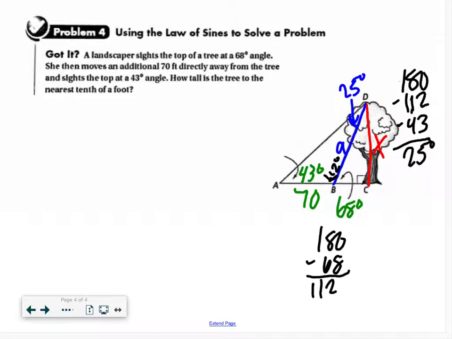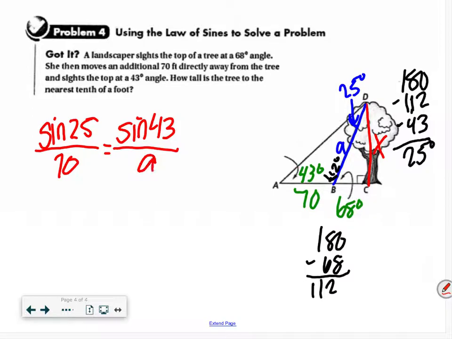Okay, now it looks pretty good. I got sides and angles across from each other. So let's set up our law of sines. Let's have the sine of 25. What matches on the bottom? 70. What's my other one going to be? Sine of 43 over A. Good. Andrew, it's a very common mistake to put the side next to the sine, but we fixed it.